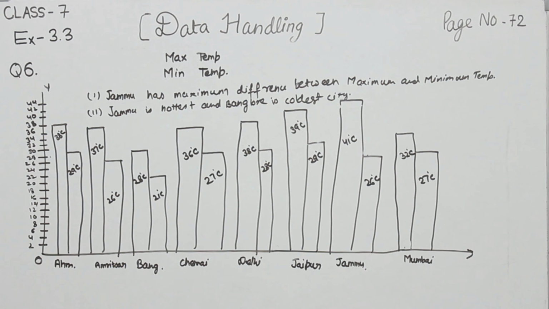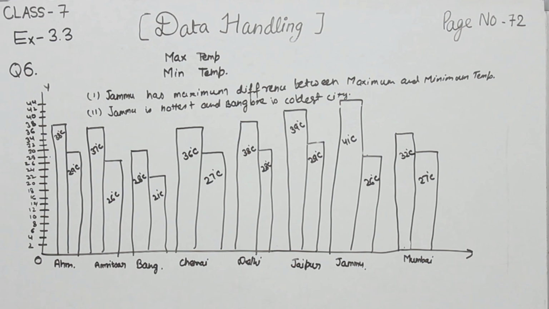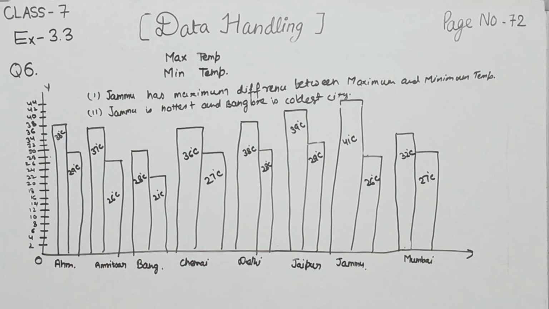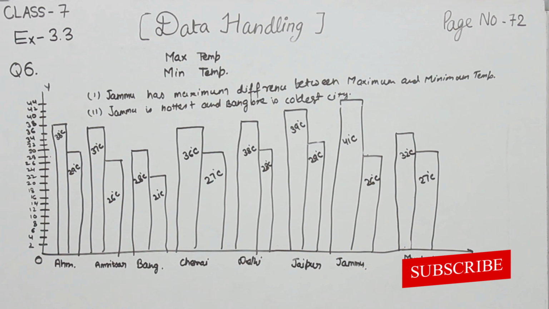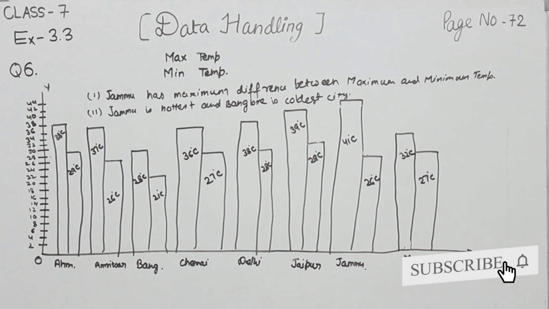Now come to part 3. Part 3 says, name two cities where the maximum temperature of one is less than the minimum temperature of the other. So for part 3, we observe the given data. Bangalore and Jaipur, and Bangalore and Ahmedabad. For Bangalore, the maximum temperature was 28, while the minimum temperature of both Ahmedabad and Jaipur was 29 degrees Celsius.